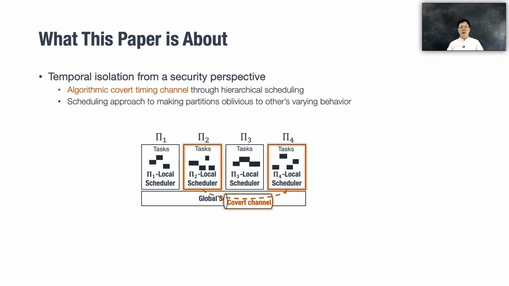But from a security perspective, hierarchical scheduling fails to achieve temporal isolation, although applications are completely isolated from each other in the utilization of time. So in this paper, we showed that partitions can form an algorithmic covert timing channel through hierarchical scheduling, and also show how such a channel can be removed by a scheduling approach.